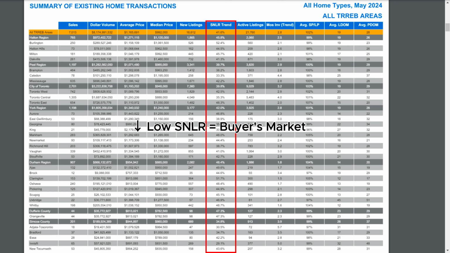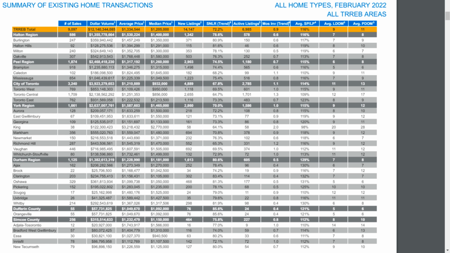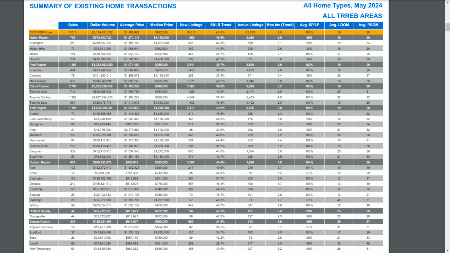A lower SNLR suggests a buyer market, while a higher SNLR indicates a seller's market. For instance, in February 2022, during the peak of the last market cycle, the SNLR was at 72%. Currently, it stands at 41.6%.